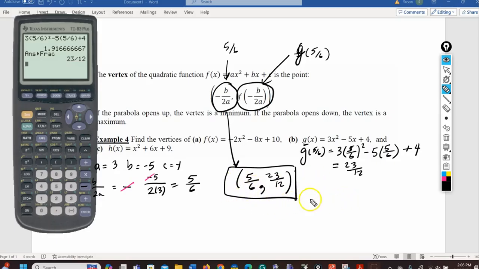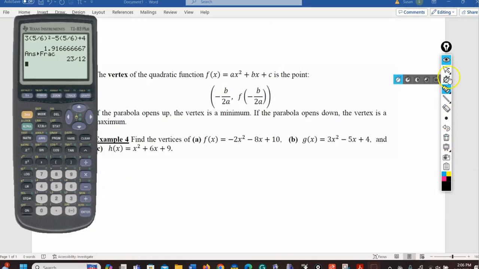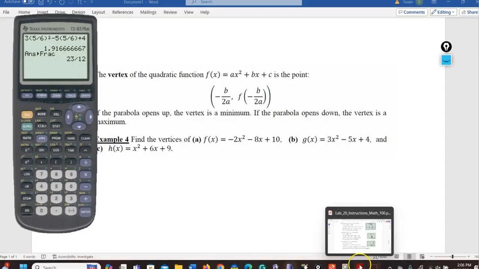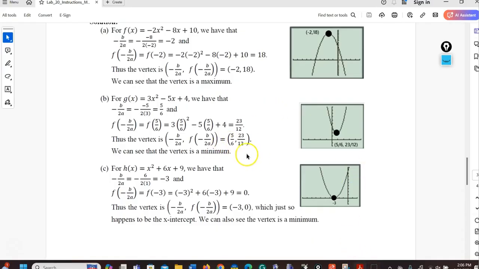Now, is the vertex a minimum or a maximum? Well, your leading coefficient there is a positive number, so it's going to be a parabola that opens up. And so the vertex, which is these coordinates, is going to be a minimum. And I did all of that without looking at the graph. So let's have a look at the second one. All right, that confirms everything we did there.